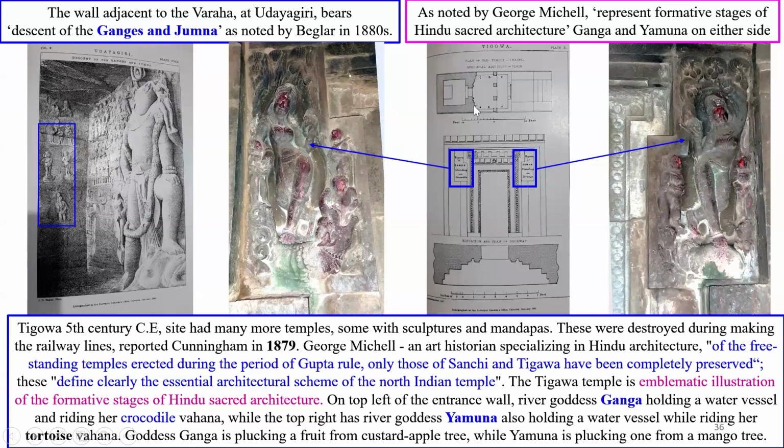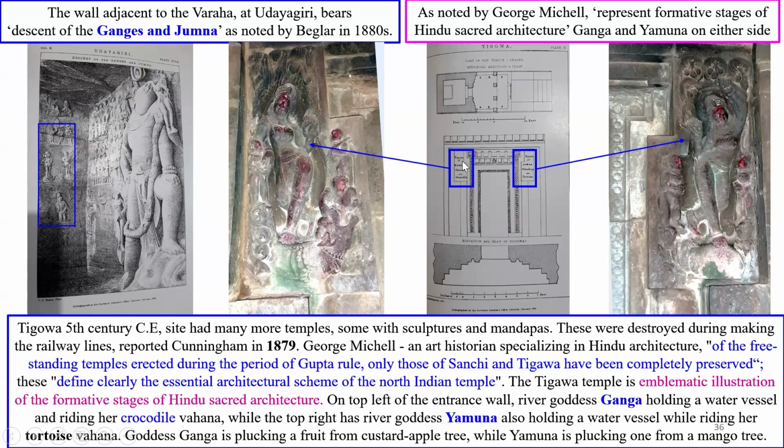It's in Madhya Pradesh. And it is an intact 5th century temple. See, George Michell, Tigoa temple. He calls it freestanding temples erected during the Gupta rule, and only those at Sanchi and Tigawa have been completely preserved. This is the sketch, and there is Ganga on the top side and Yamuna on the right side.